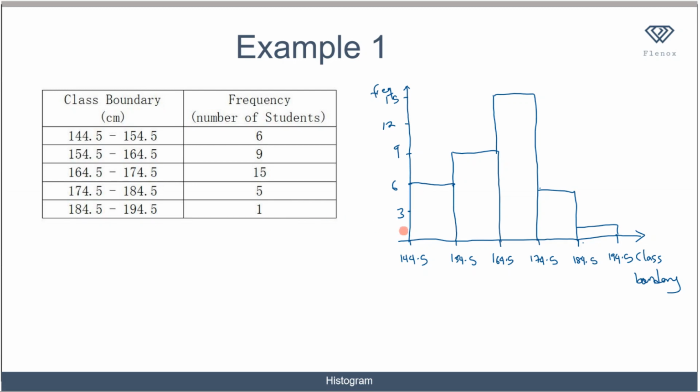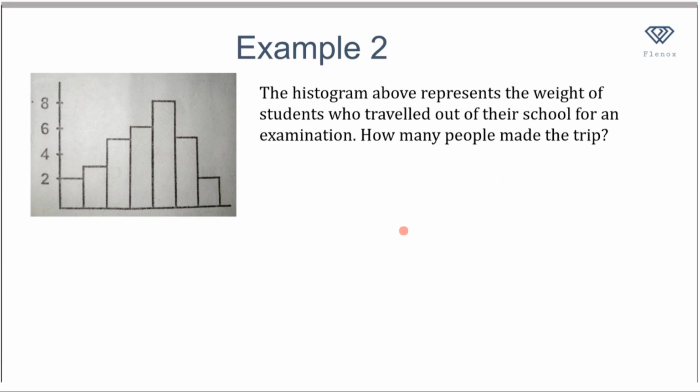So let's try to use that now, and let's try to solve another example. Suppose the histogram above represents the weight of students who traveled out of their school for an examination. How many people made the trip? Now this is kind of a trick question, because we're not given any scale or any axis of the weight, so we don't know the values that are in these positions. But we do not need to know what values are here, because we're just interested in the frequency, in the number of students.